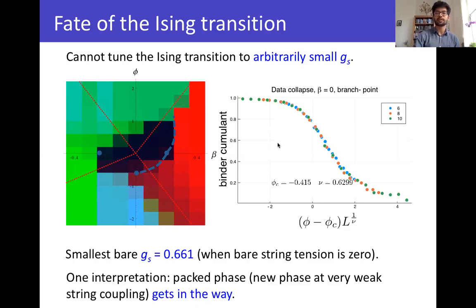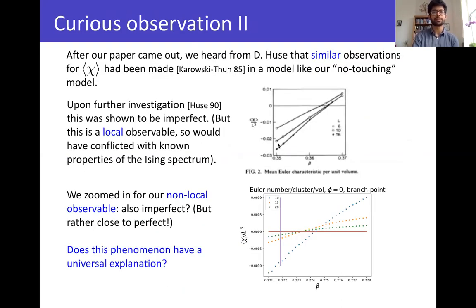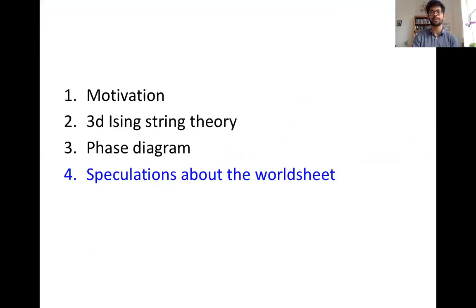So let me just say a few more things. It turns out you can measure various fun things about the topology of world sheets. There are some curious things here that I'm happy to talk about if you're interested. But let me now instead switch to the final part of my talk, which is speculations about the string world sheet, okay? So having done this statistical physics exercise, let me now try to say a few words about what the world sheet theory can look like.